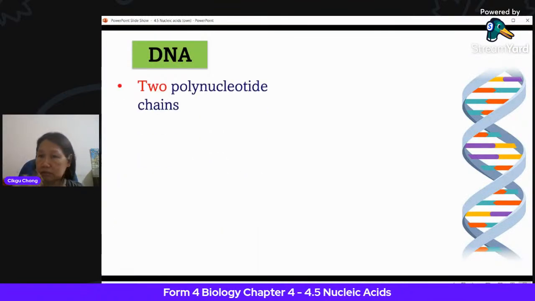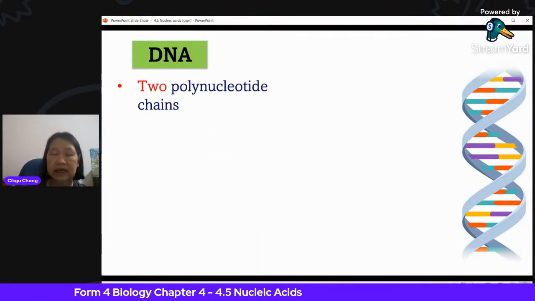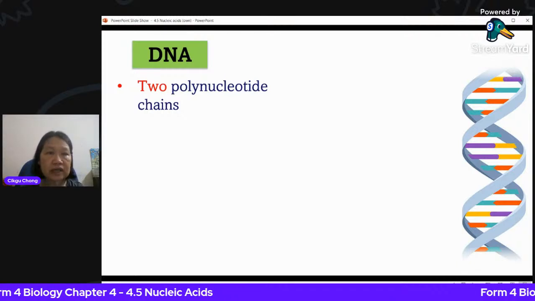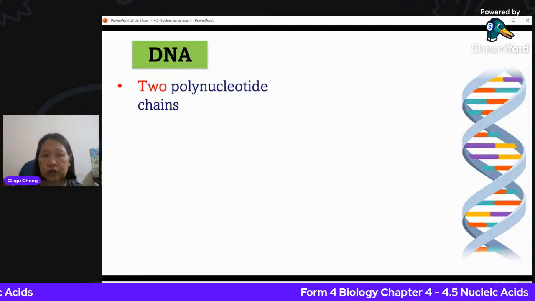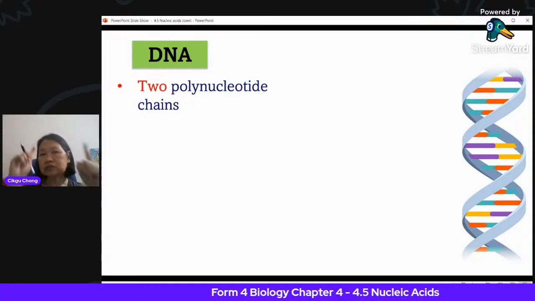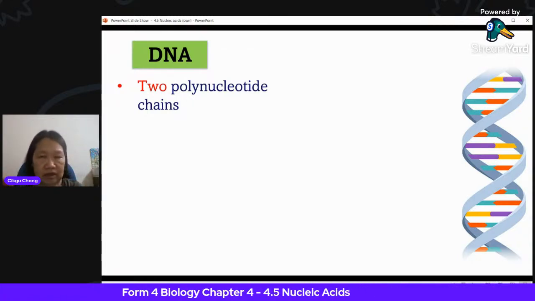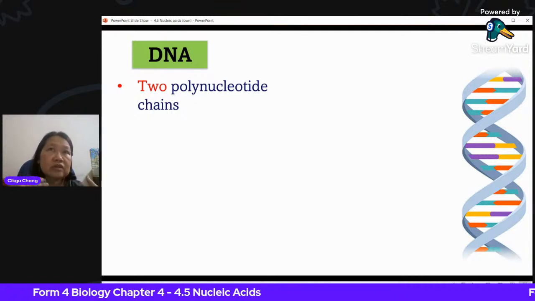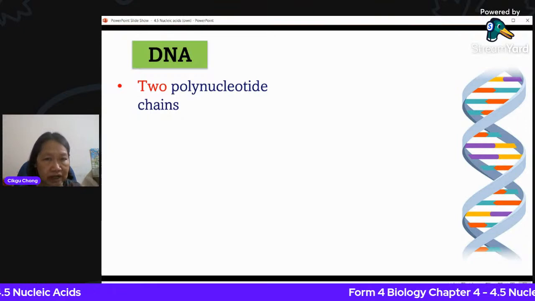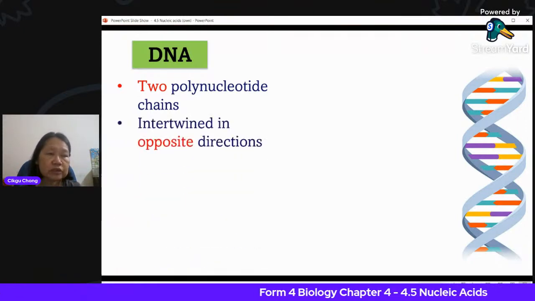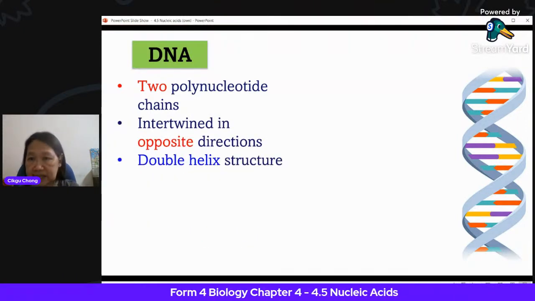So let's look at the DNA again. How to describe the molecule of DNA? You will say it consists of two polynucleotide chains. You can see two ribbons there, but don't use the word ribbon. Ribbon is for you to visualize. It looks like ribbons, right? You don't say ribbons. What is the term to say this? You use the word double helix.